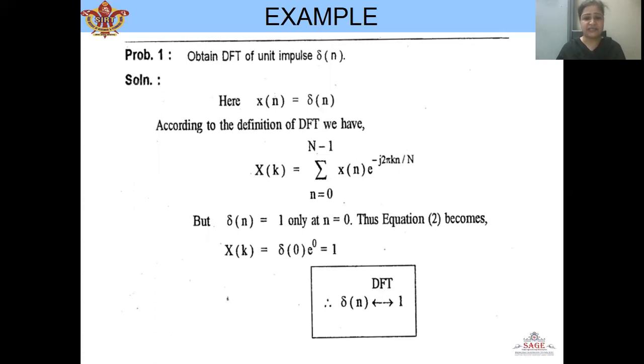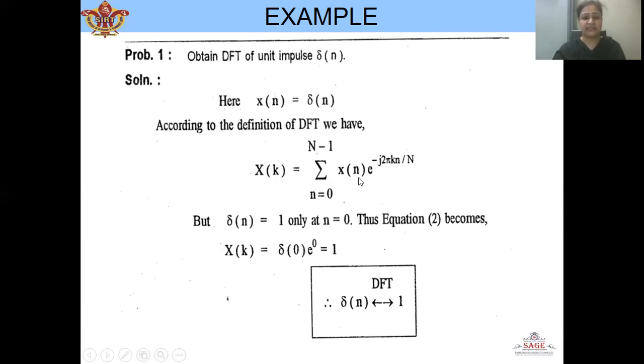Now we will understand DFT by taking an example. If you want to find out the DFT of a unit impulse, we will use the formula of DFT. So here, instead of x[n], we will put delta[n]. I have already discussed that delta[n] is defined at only n equal to 0, and it has value 0 at other values of n.